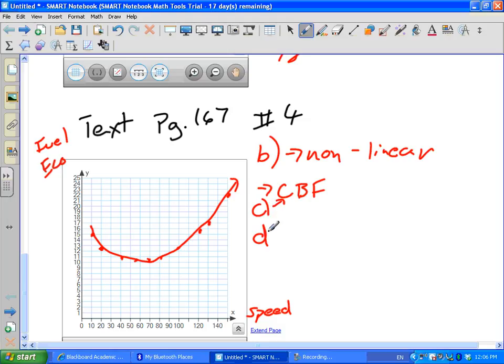C. What does D say? Use your model to predict the fuel economy at 200 kilometers an hour. Woo! I should have extended this graph a little more. But let's say we needed to predict at 200. I was going up by 10, so that's going to go up 10, 20, 30, 40, 50. So I'm looking at something I'm going to assume is up here. If we continued this curve of best fit, that would be my 200.